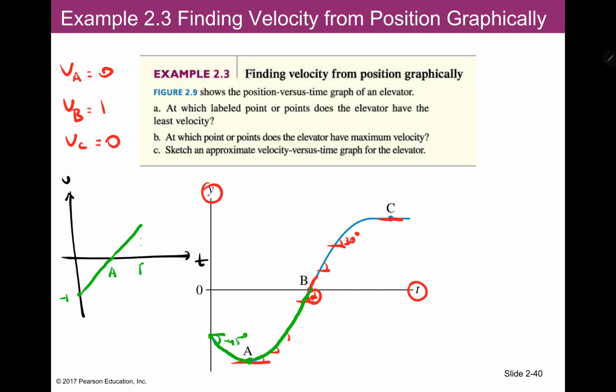This is point B. Then velocity decreases because the slope decreases, but it's still moving to the right. Then here velocity becomes 0. Sorry, there is a mistake. After point B, we said velocity should decrease, because here the slope is decreasing, so it should be like this. It should decrease, and this is point C. Velocity again becomes 0.